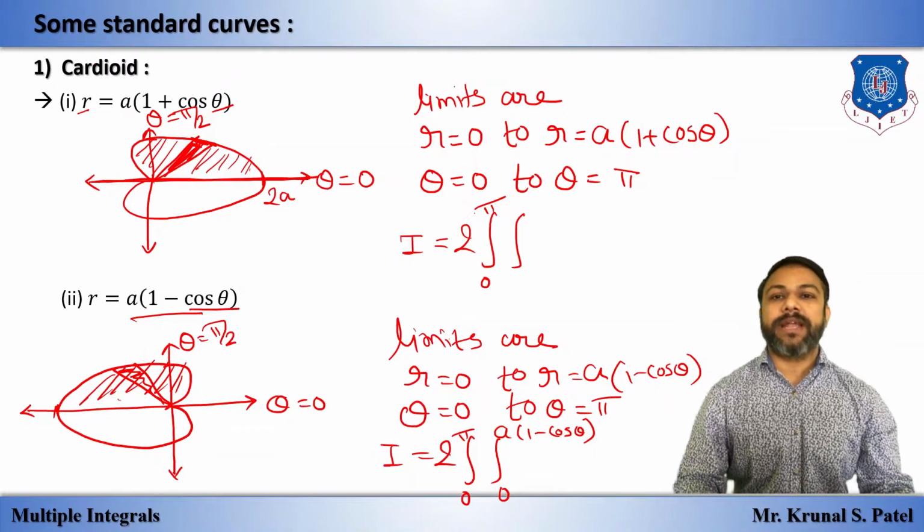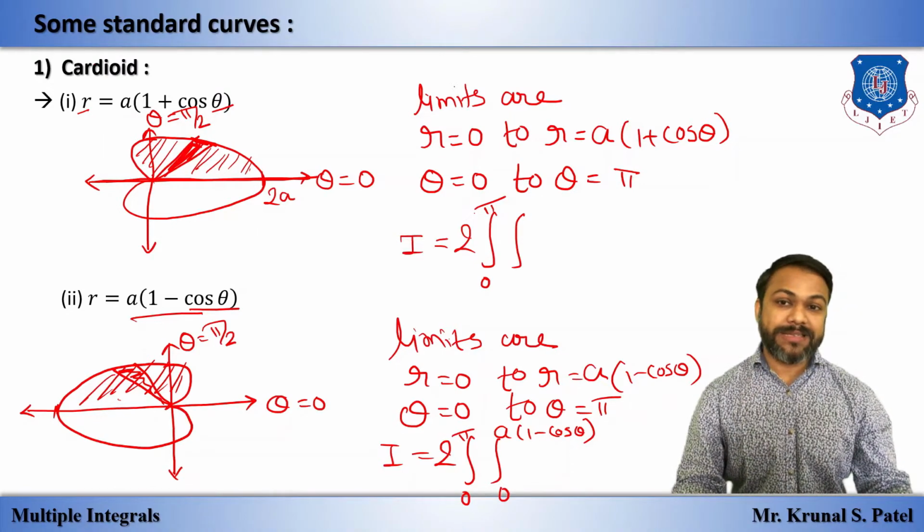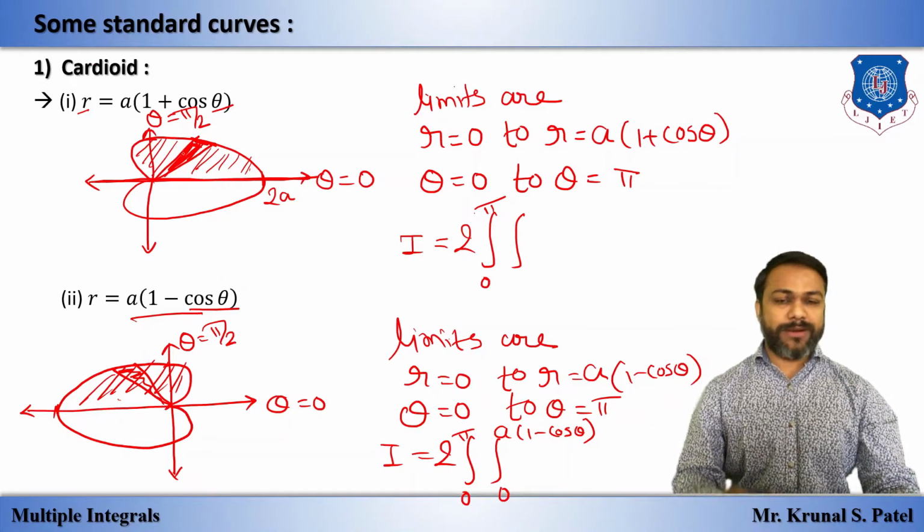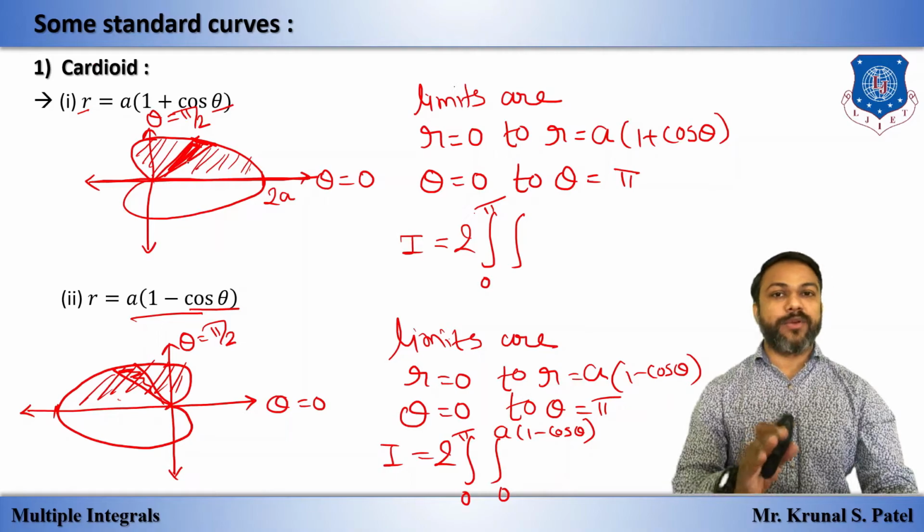Theta will change depending on the example. If it is asked in the first quadrant only, then 0 to pi by 2. You have to just make sure which angle you have to take.